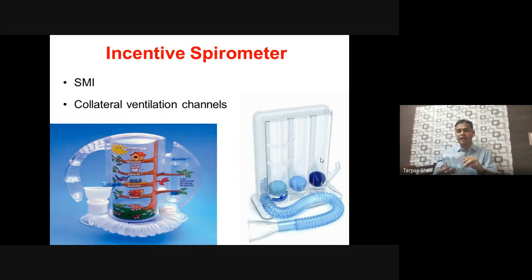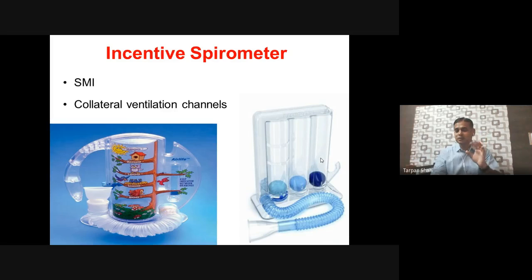Okay, and basically when we are using this device, you need to remember the two things, that is SMI. Yes, you must be aware about this: sustained maximal inspiration. And second, collateral ventilation channel. I have explained about the collateral ventilation channel: interalveolar, pores of Kohn, then interbronchial and bronchoalveolar.